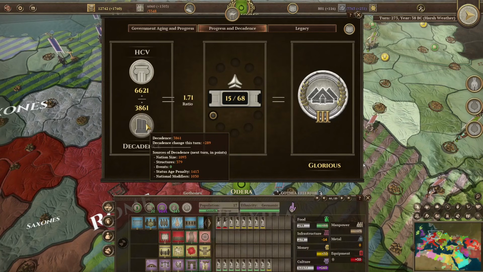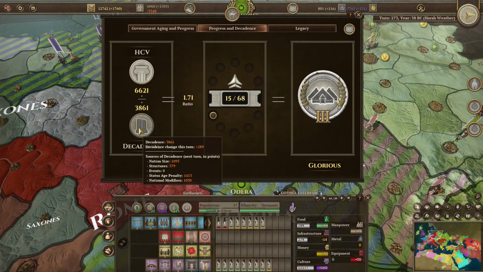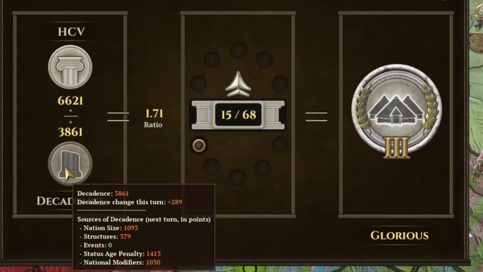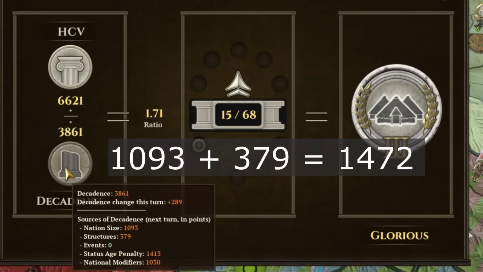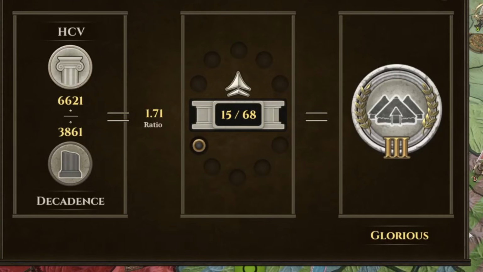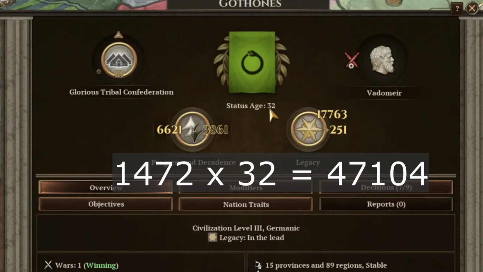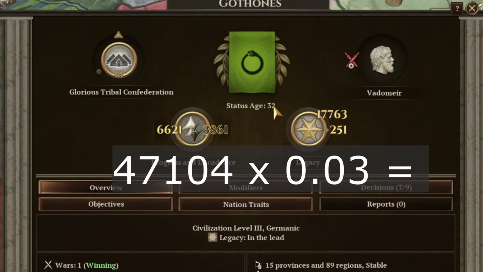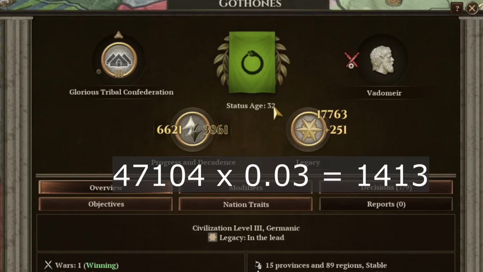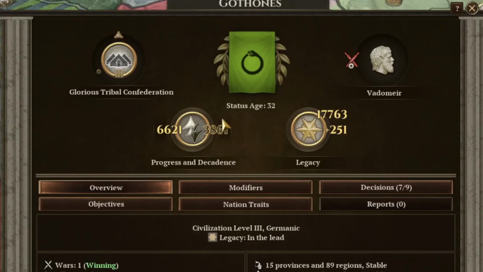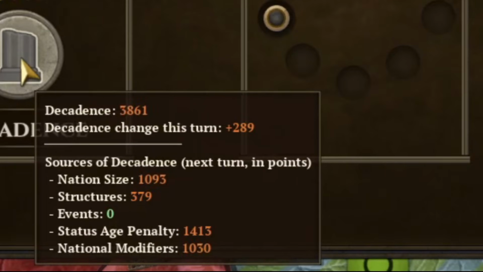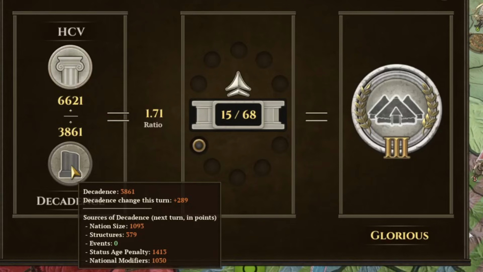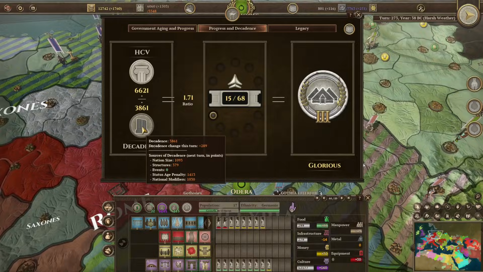So how to calculate status age penalty? And for this one, there is a multiplier from our status age. So if we have a sum of decadence from nation size and structures, which is 14.72, and then we will multiply this by our status age, so 32, and then we take 3% of that, and the result is 14.13. Let's check. 14.13. So this is the exact number that we accumulated from status age of our empire.